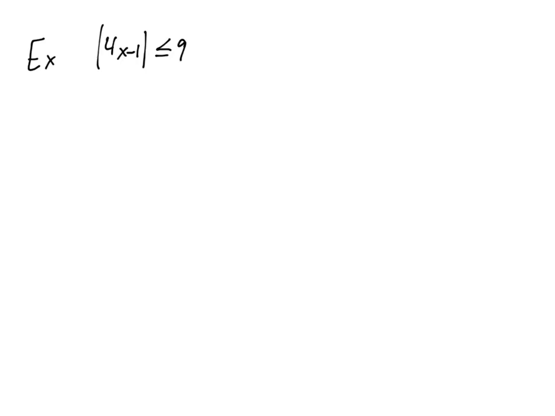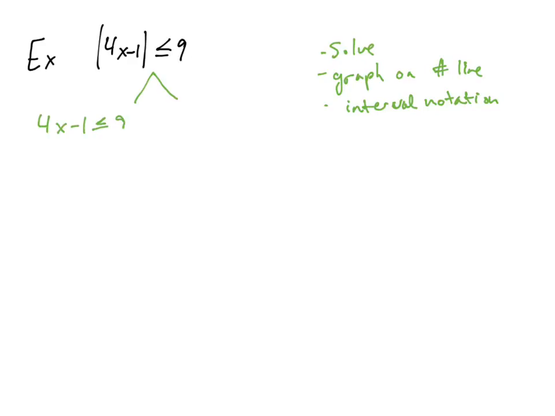All right, next we have an absolute value inequality. And what we're going to do is, just like when we saw in 1.5, a regular inequality, we want to solve, we want to graph on a number line, and we want to write the solution in interval notation. Okay, so we still need to split this up into two inequalities. So the first one we write exactly the same, 4x - 1 ≤ 9.